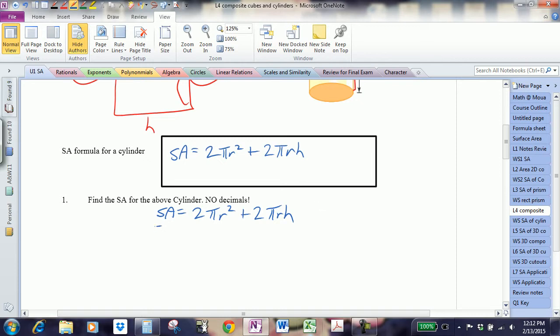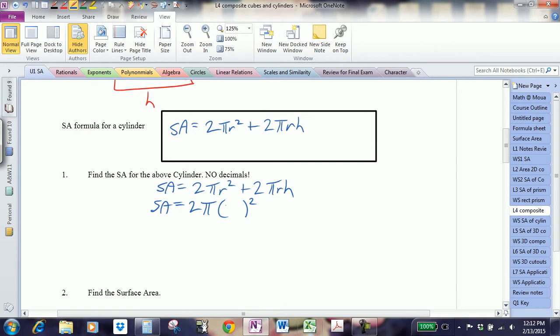Okay, so surface area equals, substitute in 2 times pi. What's the radius squared? It would be 5 squared. Plus 2 times pi times the radius times the height. So the radius is 5, the height is 10. So the math we're going to do is we're going to figure out the value of 5 squared. Put your calculator down, no calculators. What's the value of 5 squared? 25.